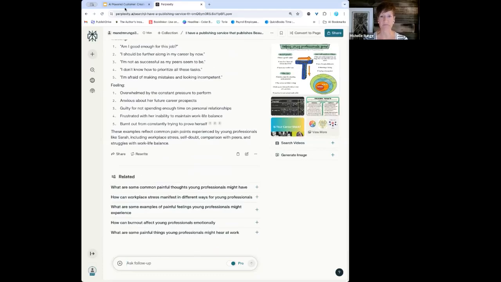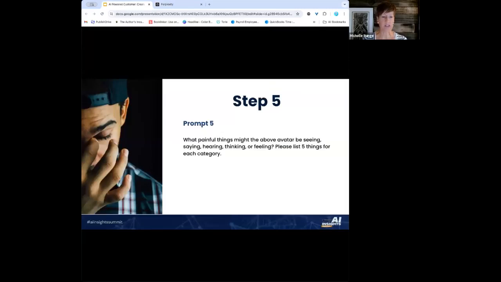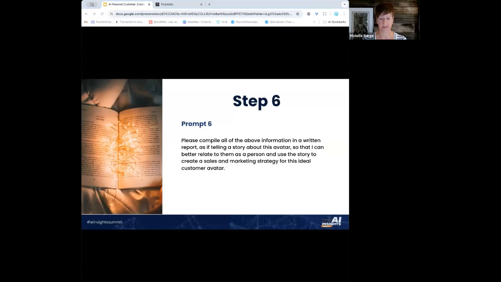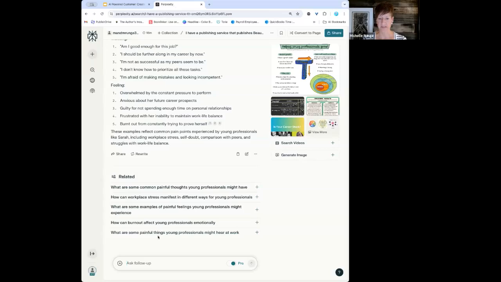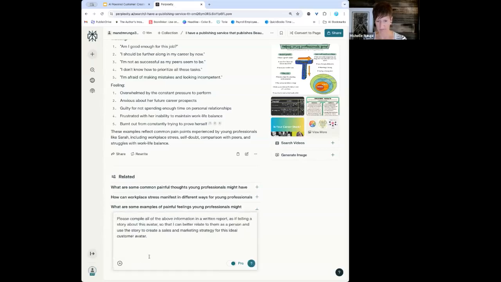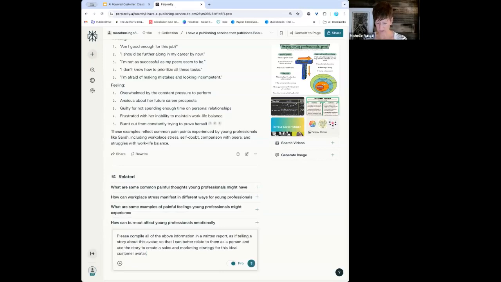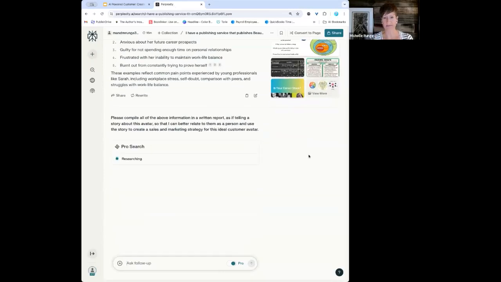This is great. Okay, so we're going to go back and we're going to do one more thing because we have put together a lot of information. We're going to ask Dr. P to compile all of the above information into a written report as if telling a story about this avatar so that we can relate to them as a person and then use that story to create a sales and marketing strategy for this ideal customer. This is going to be great. I'm actually really excited about this one. Okay. So, Dr. P, tell me a story.